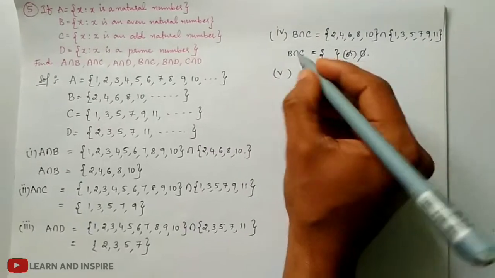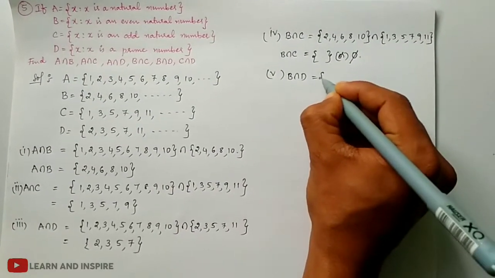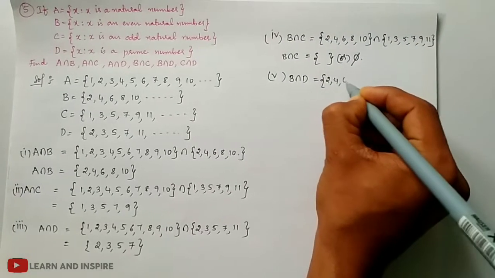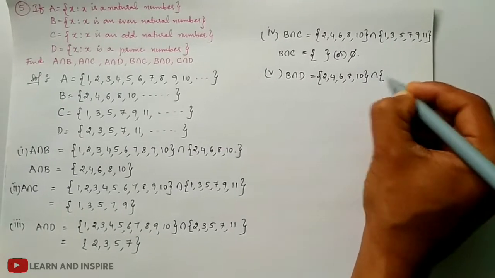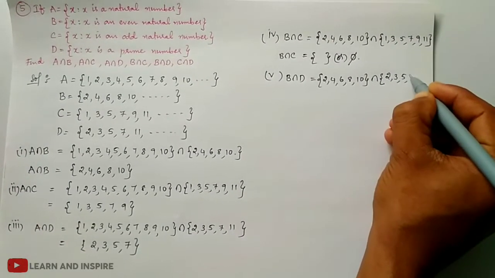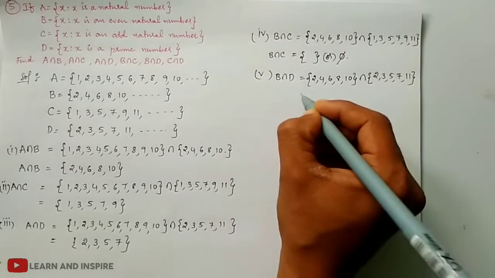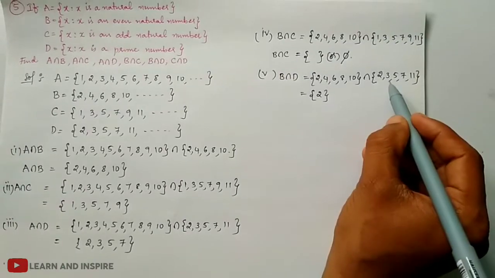Fifth one, B intersection D. What is B? 2, 4, 6, 8, 10, intersection D. D is 2, 3, 5, 7, 11. What are the common elements? Only 2. 2 is repeating in first and second set.